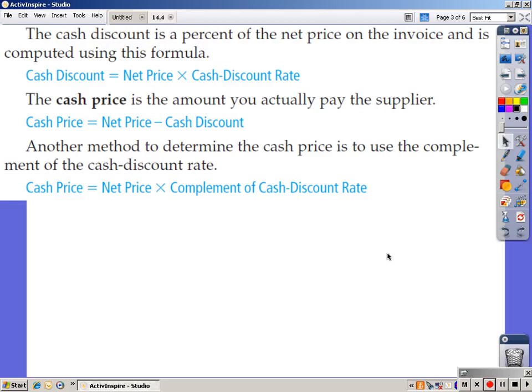Another method to determine the cash price is to use the complement of the cash discount rate. If you remember from a couple days ago, your complement is what you actually pay. The complement and the cash discount rate must add up to 100 when added together. That formula is cash price equals net price times complement of cash discount rate. Pause while you get this down and resume play when ready.